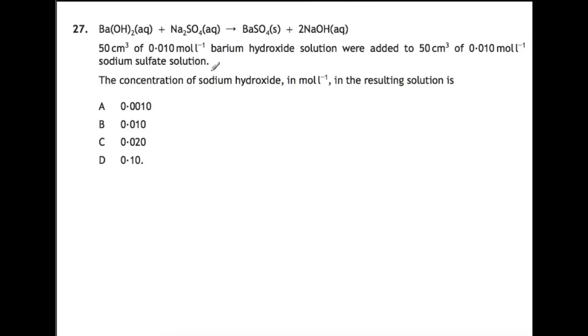So to be able to work out the concentration of sodium hydroxide, we need to know moles and we need to know volume. We know volume because we've added 50 and 50, so we know it'll be 100 mils, which is 0.1 litres, but we don't know how many moles of sodium hydroxide we'll have. So we can either work out the moles of hydroxide ions or the moles of sodium ions. Either of them would be appropriate. We'll work out the moles of hydroxide ions.